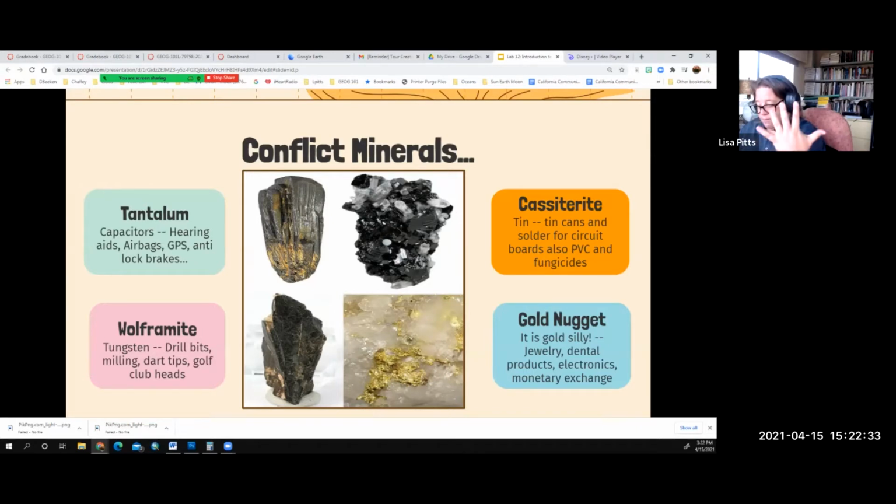So if you remember, there are 5 criteria, solid. So don't talk about that one because they're all solids. All right, so let's talk about, do they have an organic structure? No, they're all inorganic. So they are not made by man.